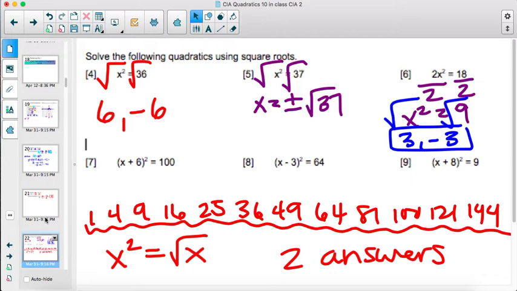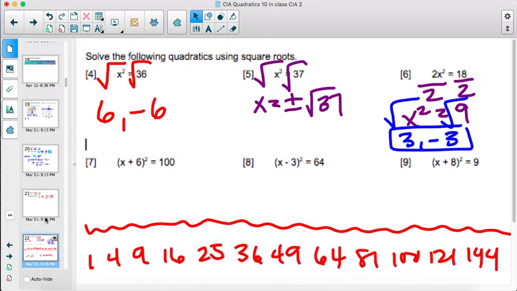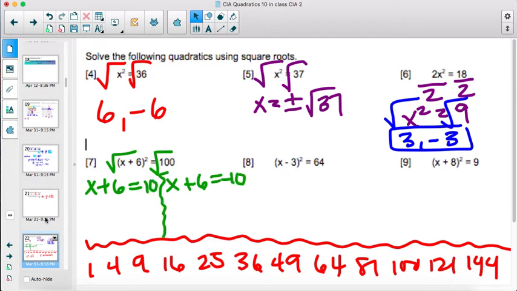Right? 7, 8, and 9 are all going to require a little bit more work. So make sure that you understand these ones because they were the harder ones on the test. We cannot get to that 6 inside, so we're going to have to square root first. We square root, and we have to write the equation twice. So I'm going to write x plus 6 equals, x plus 6 equals. The square root of 100 is 10 or -10. And now it's like I have two different equations to solve.